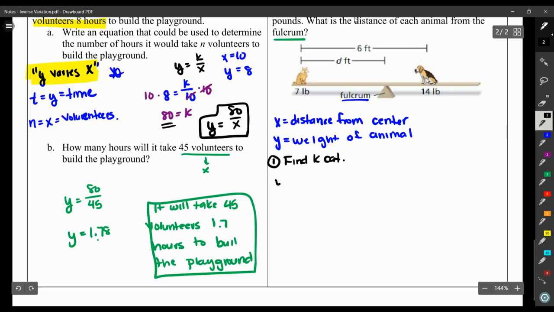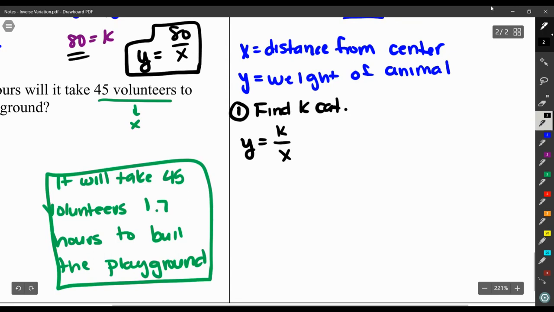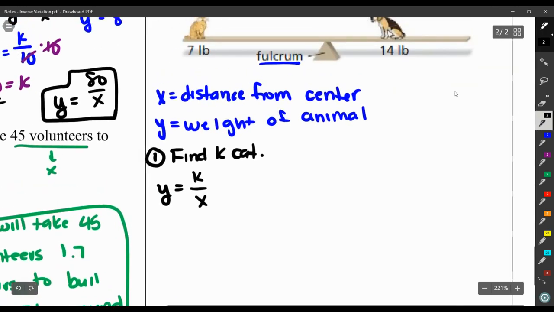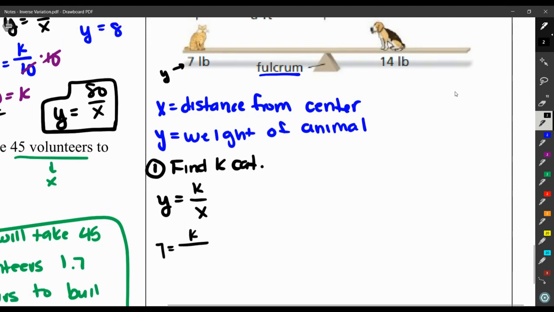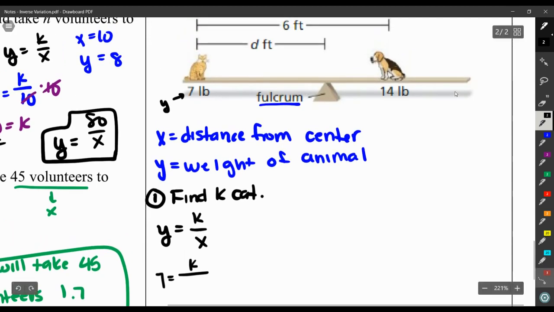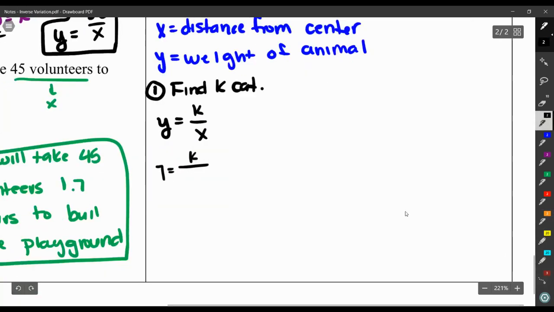And we're going to use the fact that we know that x and y vary inversely, so we are going to use y equals k over x. Well, the y has to be the weight of the cat. And so in this case, the weight of the cat is 7. So 7 equals, I don't know what k is, over x, and x is the distance the animal is from the center. Well, unfortunately, I don't really know that either, because that's the question. But I do know that the distance the cat is from the center is d. I know that. So I'm going to replace x with d and see what comes up.